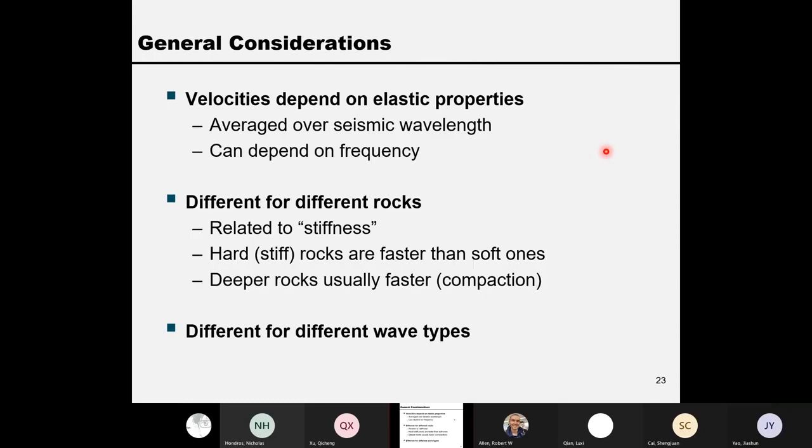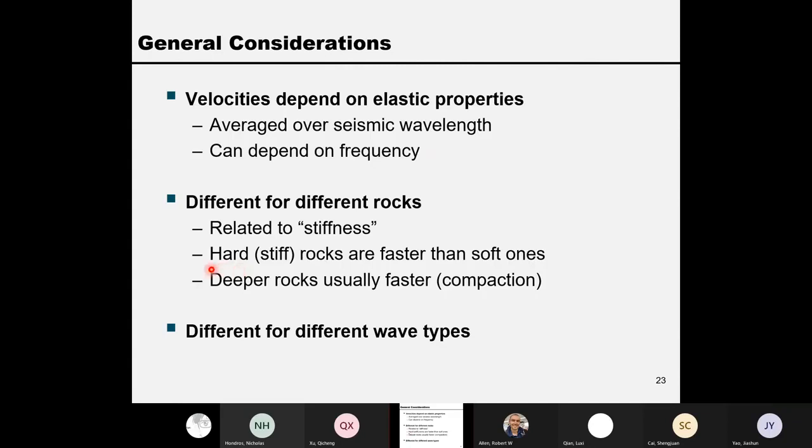Wavelength is velocity over frequency, right? Velocity divided by frequency is called the wavelength. So it really relates to the velocity and to the frequency. As I said, it also depends on the frequency. And the velocity also depends on the stiffness of the rock. Stiffness means how hard the rock is, okay?